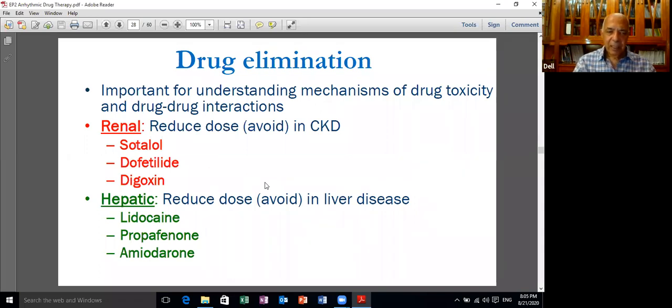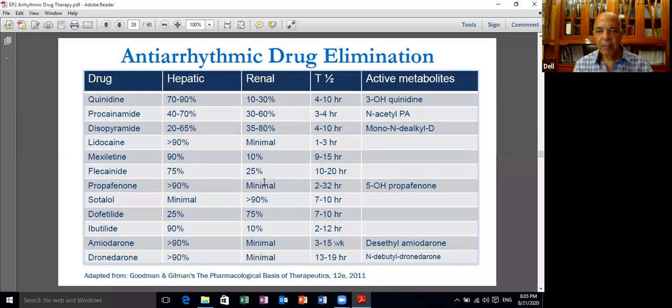Hepatic excretion is essentially the route of excretion of lidocaine, propafenone, and amiodarone. Now, this table may be busy, but I will summarize it for you. This shows the excretion and the metabolism of the various antiarrhythmic drugs, whether it's in the liver or the kidney, and the half-life of the drug, and also the active metabolites.